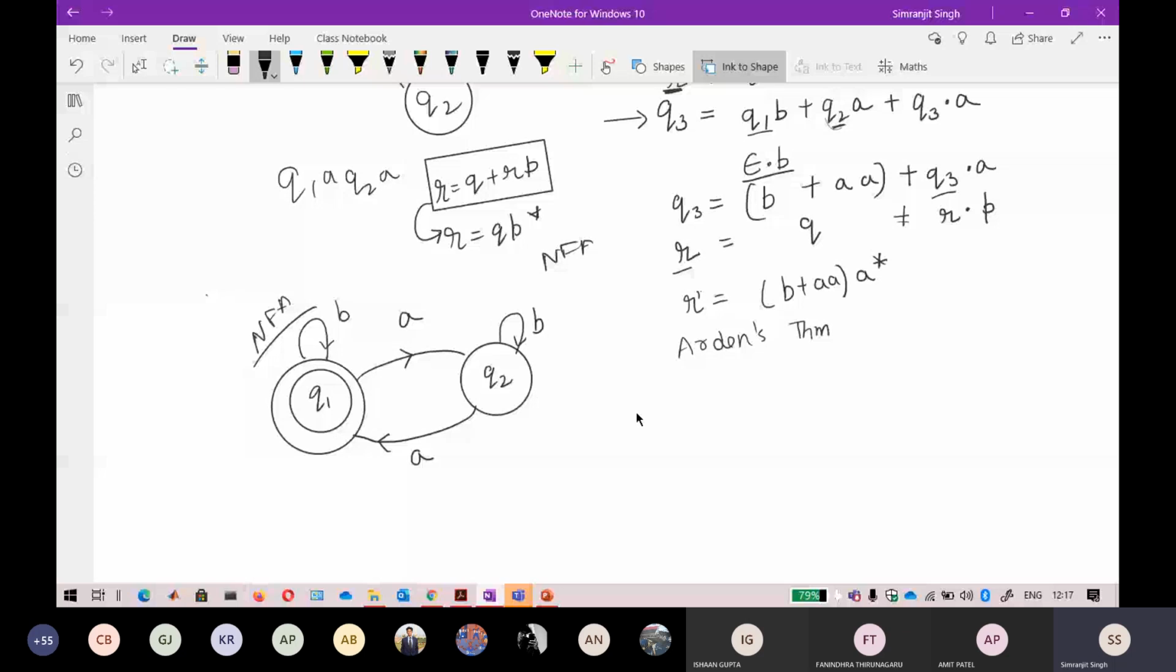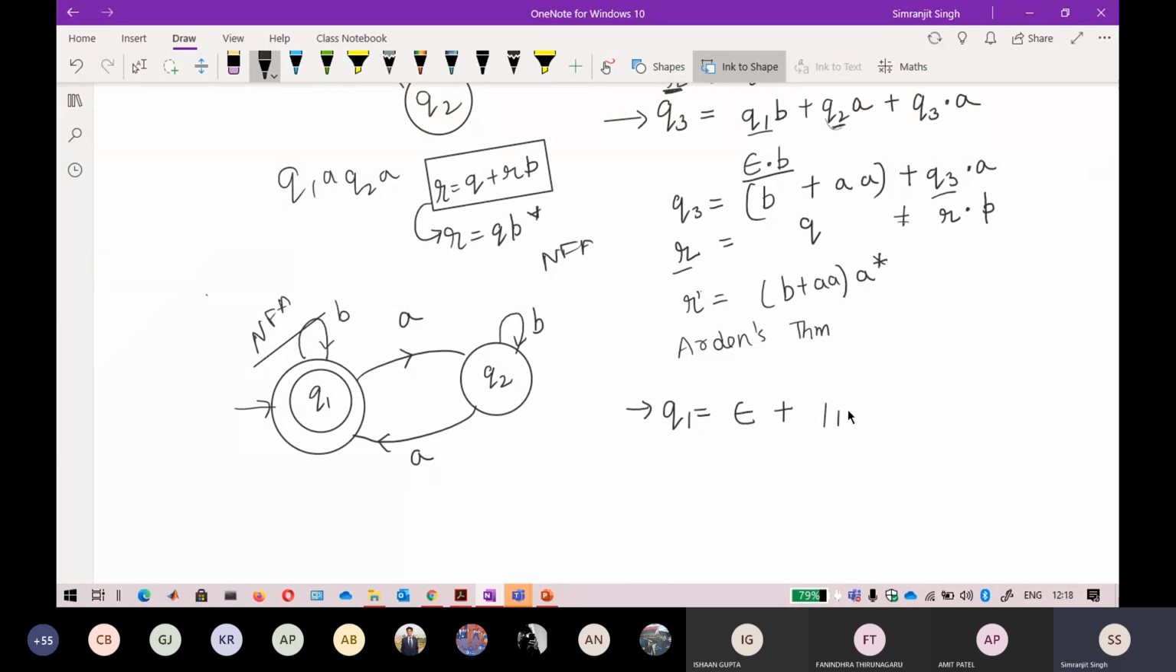Now see, I'm starting from Q1. Keep that in mind: Q1 is your final state. All of the things that have to be done in the final, you will get the regular expression from this Q1. Now see how you can reach Q1 here. First of all, you can reach Q1 by using epsilon, because this is the final and the initial state, so you can reach it using only epsilon. The second one is a self loop of B.